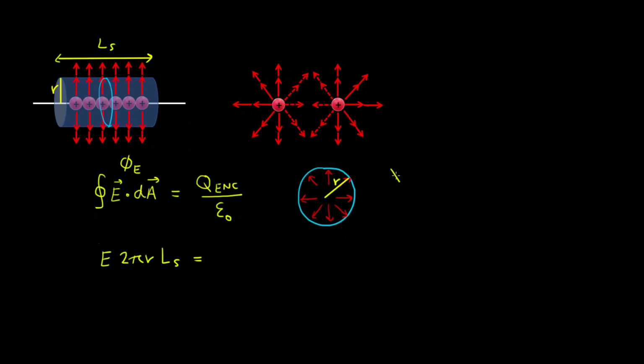So if we define a charge density, which is in coulombs per unit length, then multiplying the charge density by the length of that surface gives us the total charge enclosed in that surface. And we divide this by the permittivity of free space, according to Gauss's law. So we see that the length of the surface cancels, and then dividing through by 2 pi r gives us the electric field is equal to the charge density over 2 pi r epsilon naught.